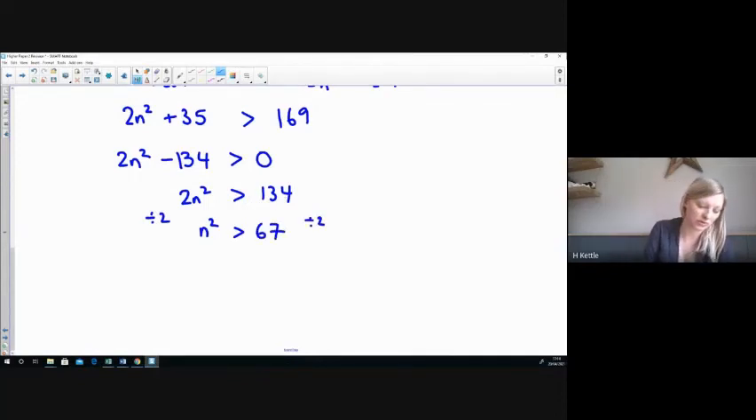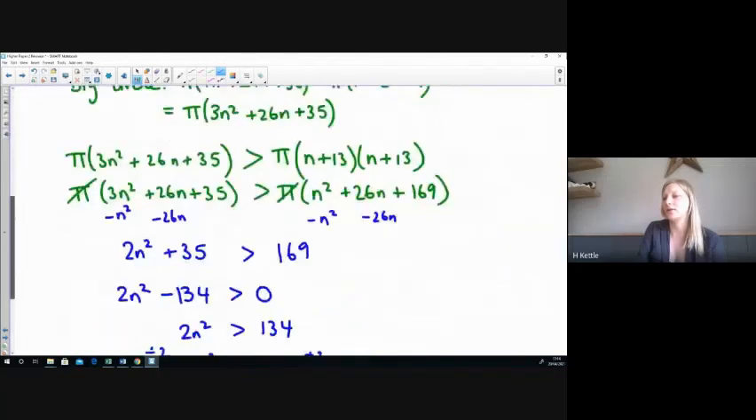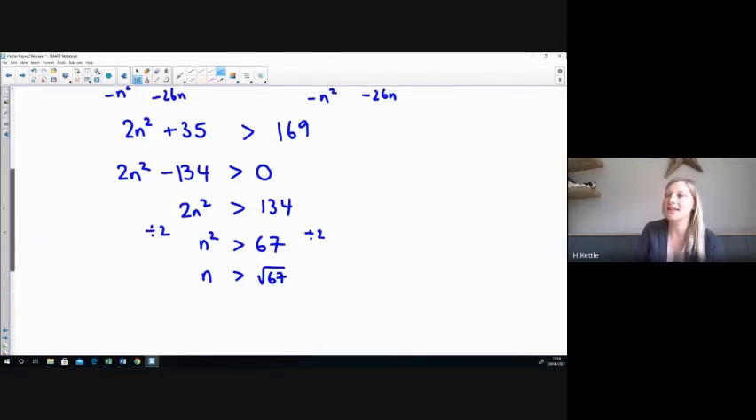I think 134 divided by 2, yeah, 67. So n, if we square root both sides, is greater than... I'm assuming this one was a calculator question or no? No calculator. Okay, so we know that n has to be greater than the square root of 67, and it says that n is an integer. It said that n was a whole number. So what is the biggest whole number that is bigger than the square root of 67?